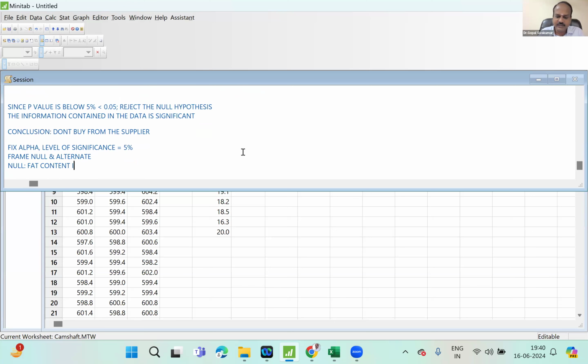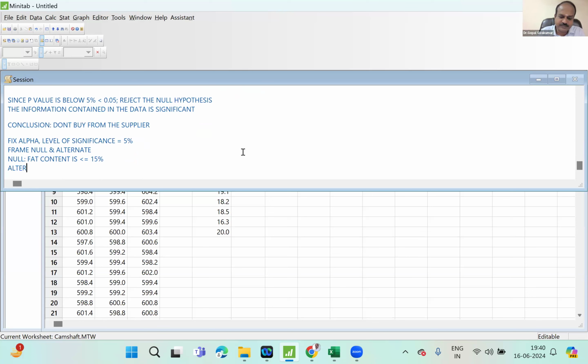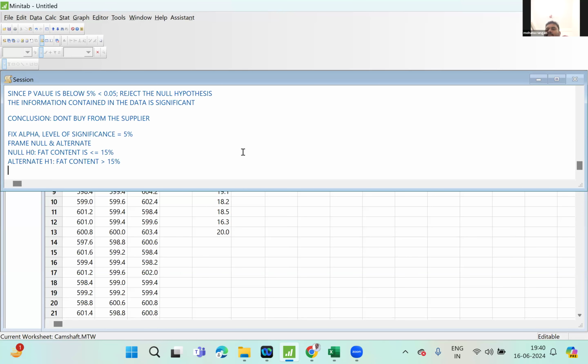What is your null here? Fat content is within limit, less than or equal to 15%. This is null. A statement of innocence. Then what is alternate? The alternate symbol is H1, greater than. Very good. This is H0. Now here, the alternate is fat content is more than 15%. Now you refer data.